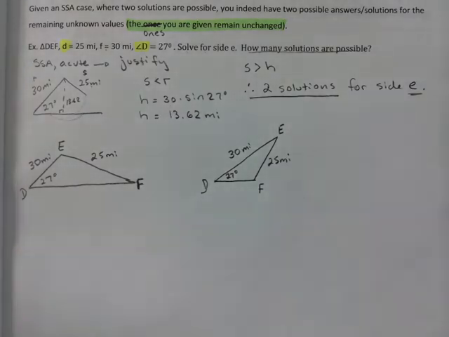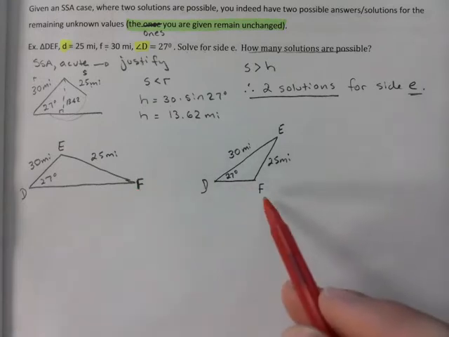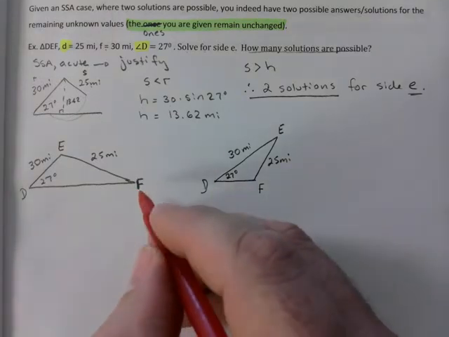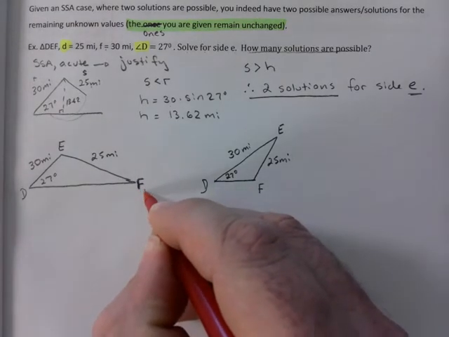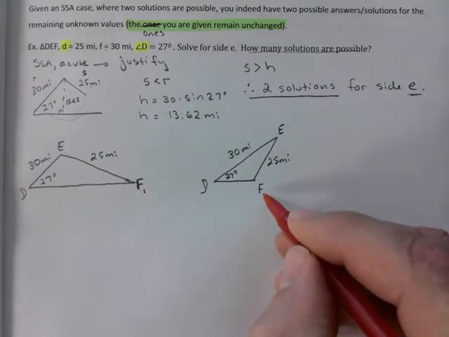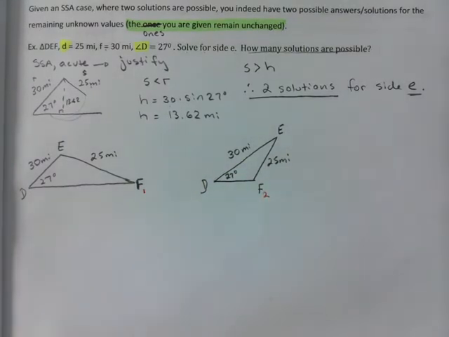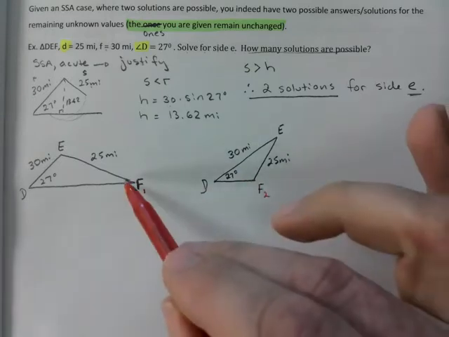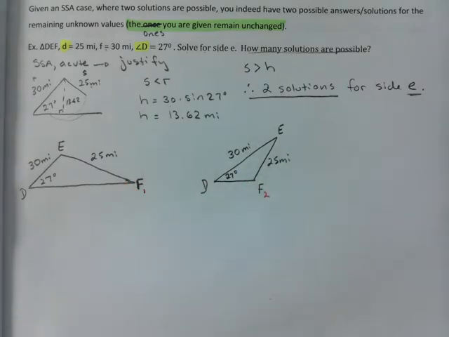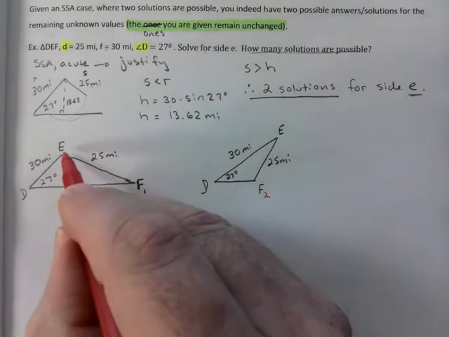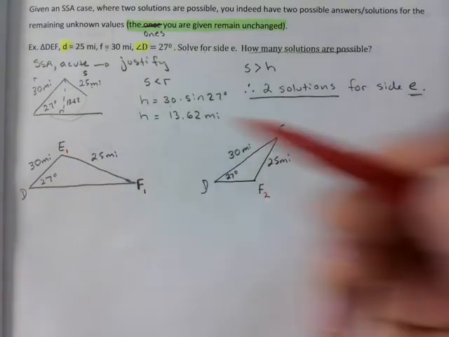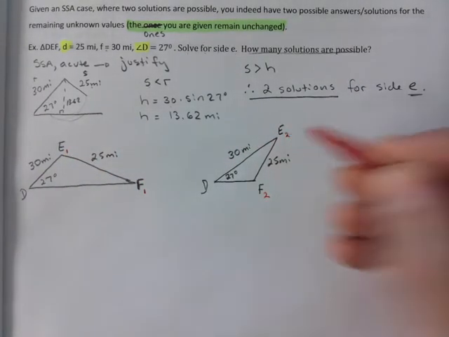But there's a problem, right? Like angle F. Well, which one? This one or that one? So we're going to do this. F sub 1, F sub 2, because they're clearly going to be different. Right? You can tell by the diagram they'll be different. And therefore, this will be E1 and this will be E2.